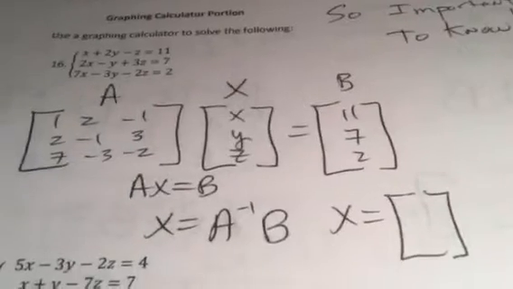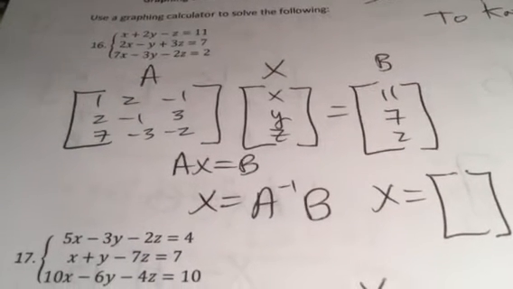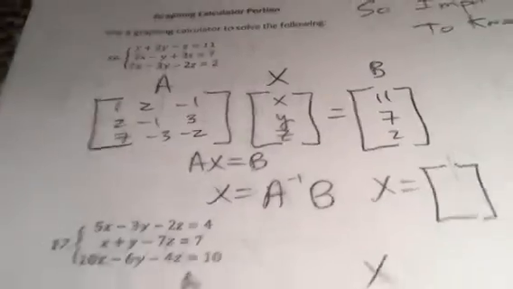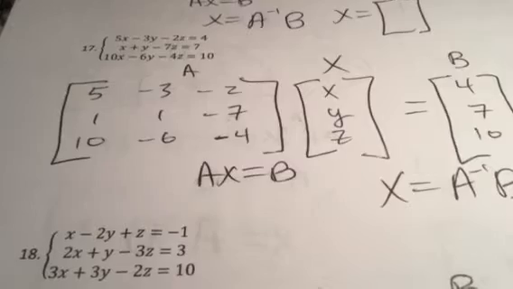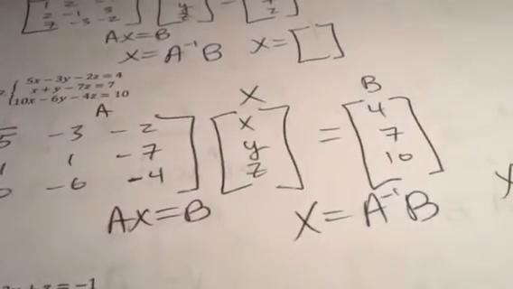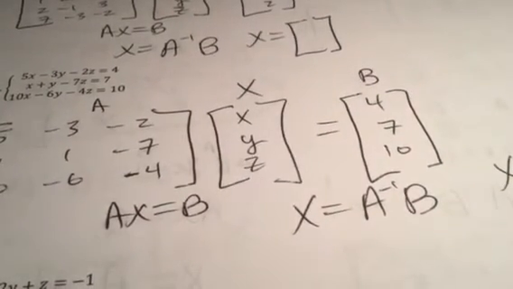All right, page 28 is another one so important to know. There's matrix A, there's matrix X, there's B. Again, you're literally just going to do A inverse B in your calc. That's your matrices to use. Number 17, it's your matrix A. That's your matrix B. Do A inverse B.